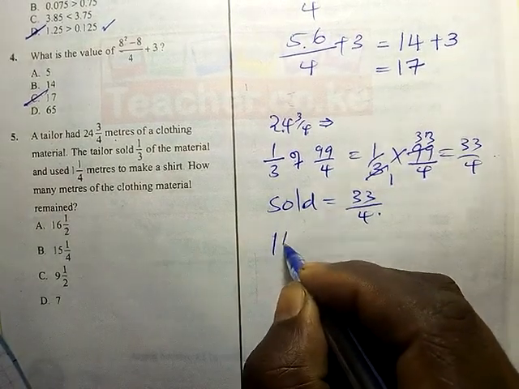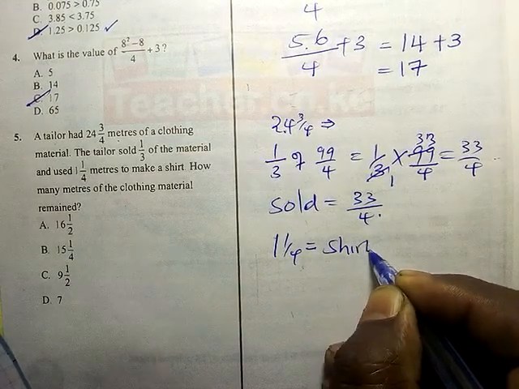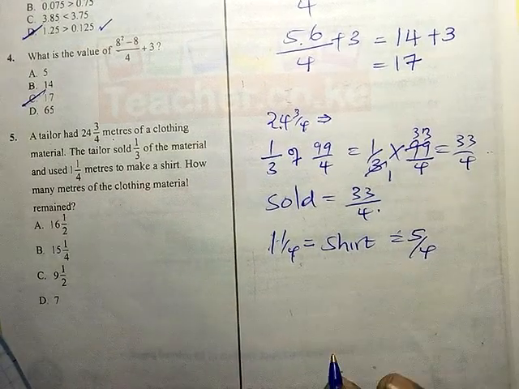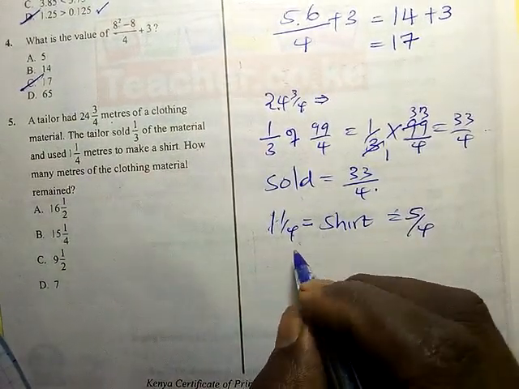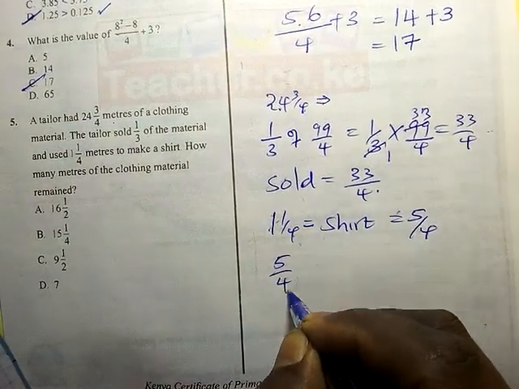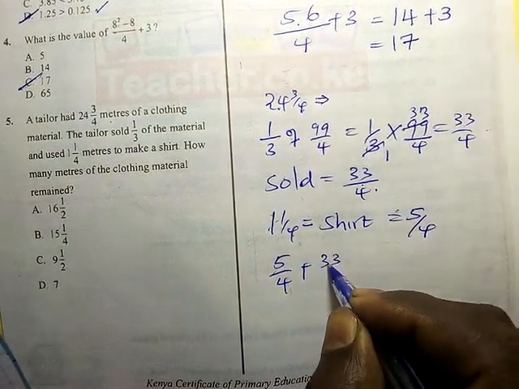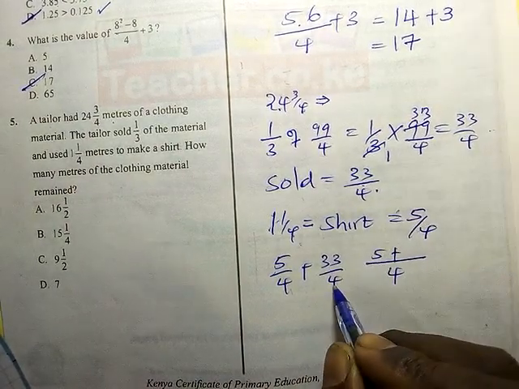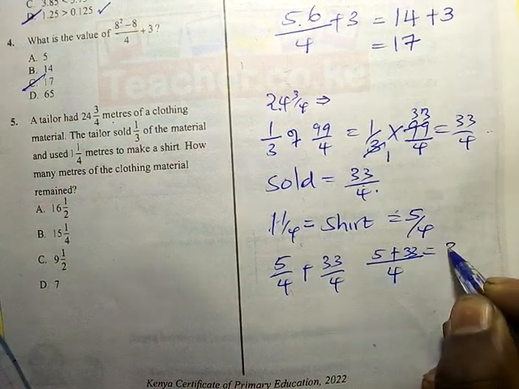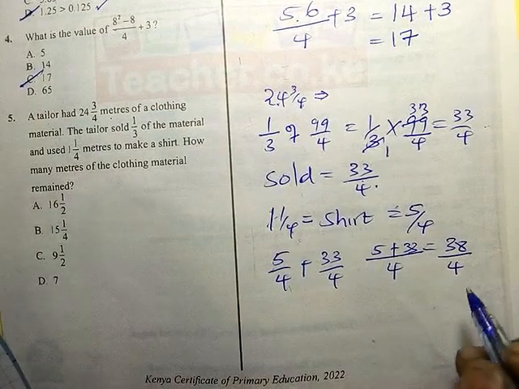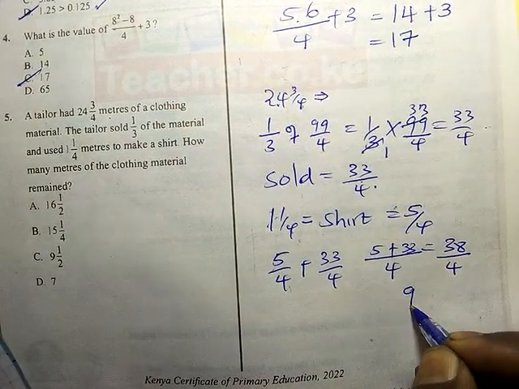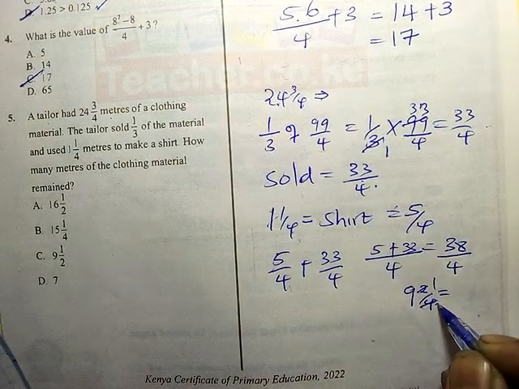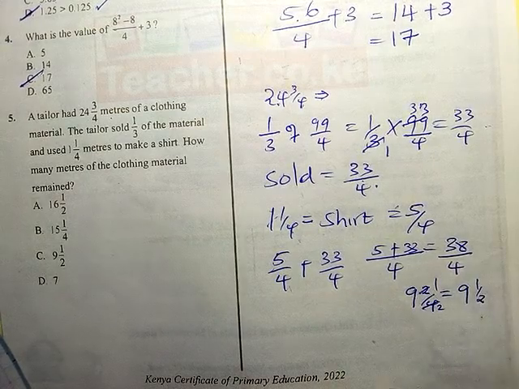And then 1 over 4 was used to make the shirt. So this is the same as 4 times 1, that is 5 over 4 was used to make the shirt. So the total is 5 over 4 plus the one that was sold, 33 over 4. LCM is 4, that is 5 plus 33. And this one is 38 divided by 4. So 38 divided by 4, you get 9, 2 over 4. This cancels, 1 here, twice here. So that's 9 and a half.